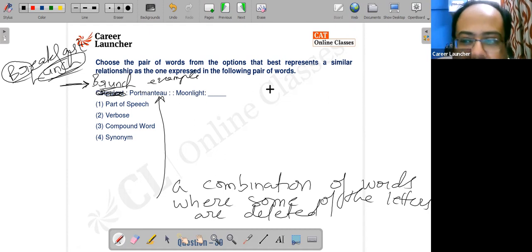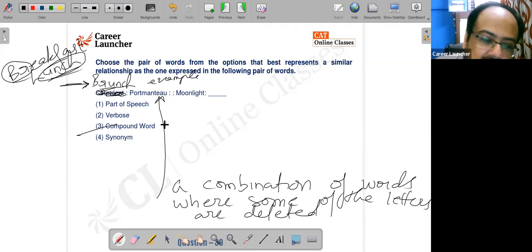What is moonlight an example of? Tell me what the answer is now. Is moonlight a part of speech? Is moonlight verbose, is moonlight a compound word, or is moonlight a synonym? Correct, Sambhav. The answer is option 3. It's a combined word. It's a compound word. Parul, correct. It's option 3.